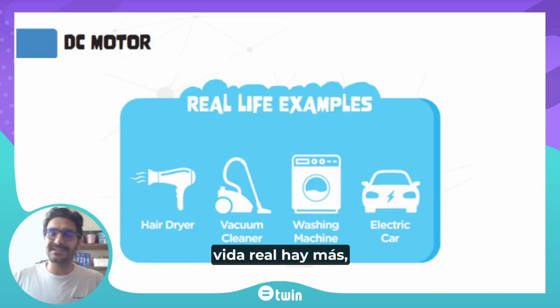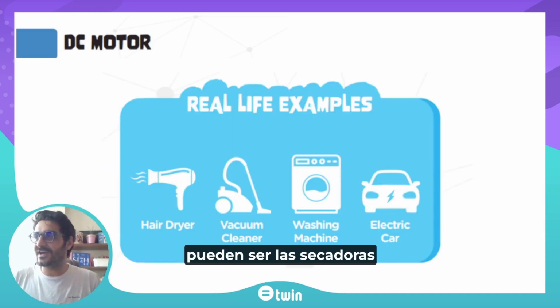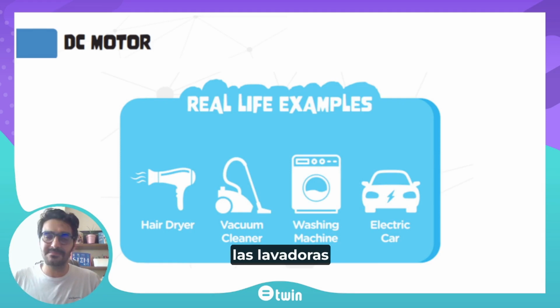And in real life examples, as I said, in hair dryers, in vacuum cleaners, in washing machines, in electric cars, we use electric motors. So electric motors are all around us.